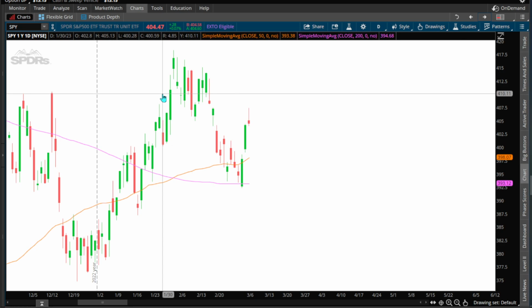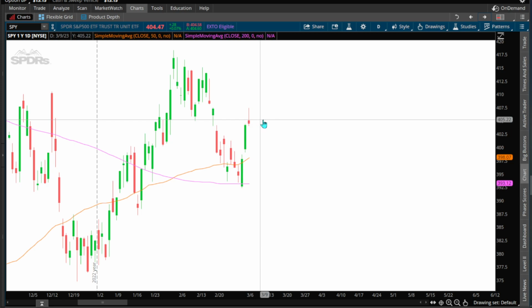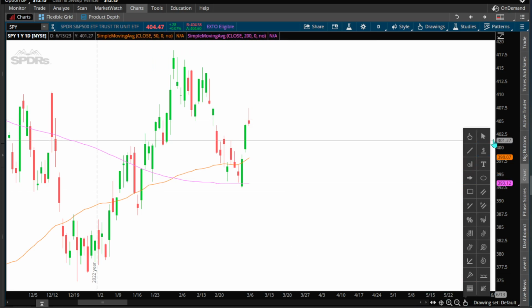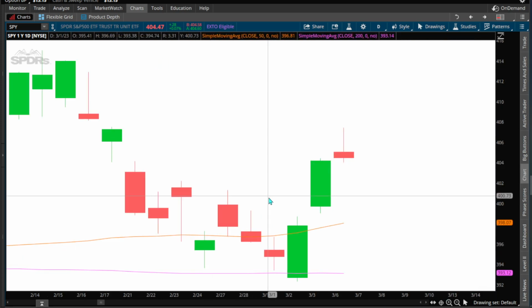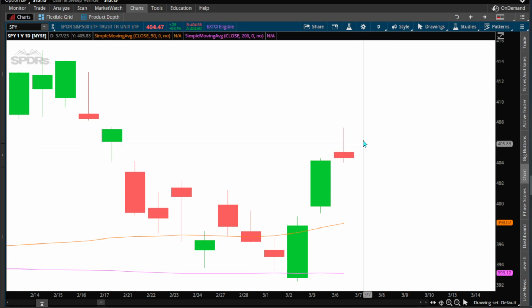Now, if we look at SPY, we see something pretty similar where we also have this gravestone doji. Now, let me just zoom in a little bit. So if I zoom in a little bit, you can see that we pretty much closed the same place where we opened. We're barely up on SPY today. It's basically a fraction of a percentage point. And you guys can see that long wick right there.